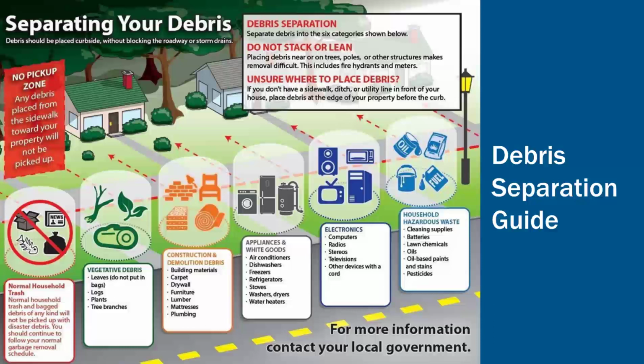So vegetative debris: leaves, logs, plants, tree branches. Notice they have that handy hint there: do not put leaves in bags. Construction and demolition debris: building materials, carpet, drywall, furniture, appliances and white goods. If you're thinking about the early to late 90s, all of the appliances were white. That's what we call white goods: microwaves, refrigerators, washers, dryers. Now they're all a sleek chrome color, so we may have to rethink that. But just thinking about appliances.